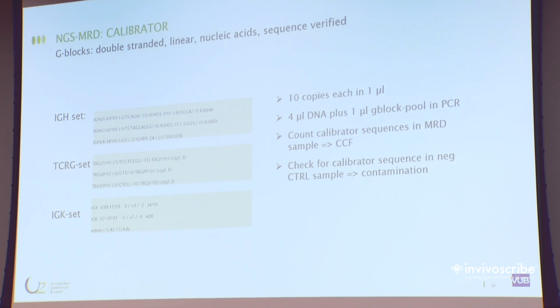And we use now 10 copies each in 1 microliter, so we add the DNA together with the G block in our PCR reaction. And then you can count the calibrated sequences that come out in your NGS test, and you can calculate a calibrator correction factor. This calibrated sequence is also useful to check for contamination, so every time that we do a run, we also check if the negative control contains these calibrated sequences.